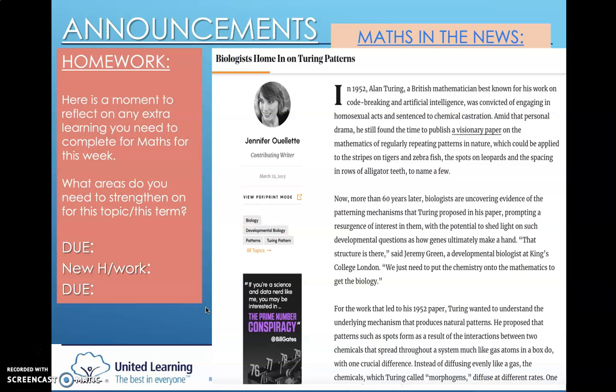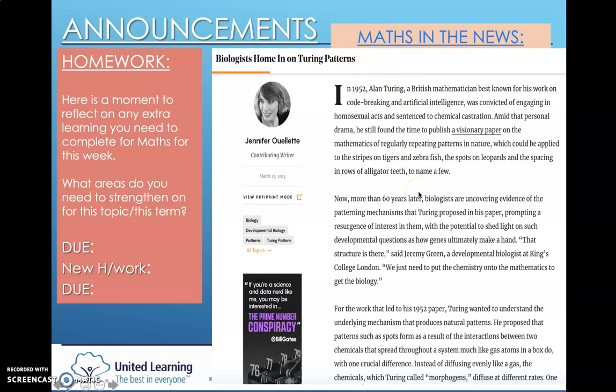we've recently covered. Here's an article for you that shows the links between Turing's mathematical patterns that he hypothesized back in the 50s and the way that a lot of schools and universities now are actually finding links between things like the stripes on a tiger, on zebrafish, the spots on leopards, and the spacing in rows of alligator teeth. So these things in nature have been shown to share the same kind of characteristics as these Turing patterns.